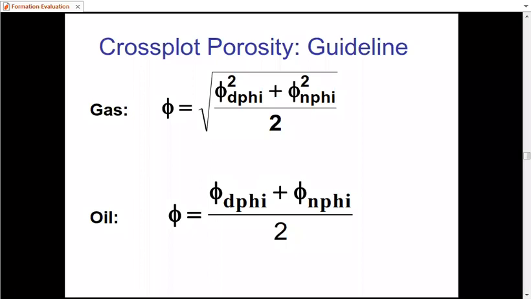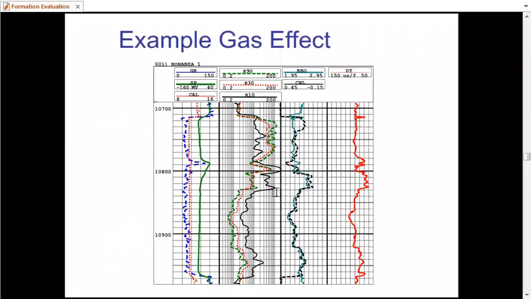The cross-plot porosity guideline will consider this in the equation for cross-plot. When you are dealing with gas, you are dealing with a square root equation, and when you are dealing with the oil zone, you are dealing with a straight or direct equation. This example considers the gas effect on the density, sonic, and neutron logs.